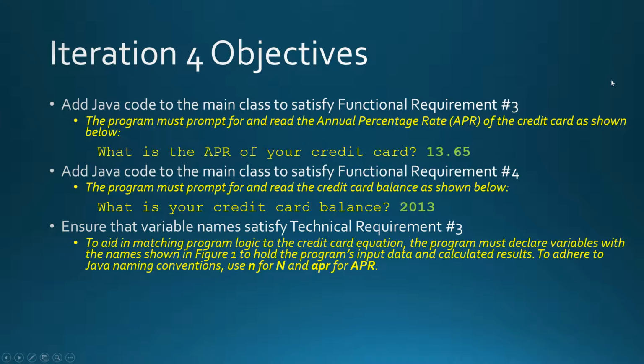We're also going to ensure that the variable names we introduce to hold the APR and the credit card balance satisfy technical requirement number 3. And that requirement reads in part, to aid in matching program logic to the credit card equation, the program must declare variables with the name shown in Figure 1 to hold the program's input data and calculated results. And to adhere to Java naming conventions, use lowercase n for uppercase N and lowercase APR for uppercase APR.